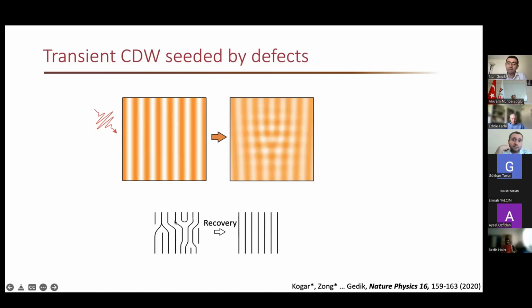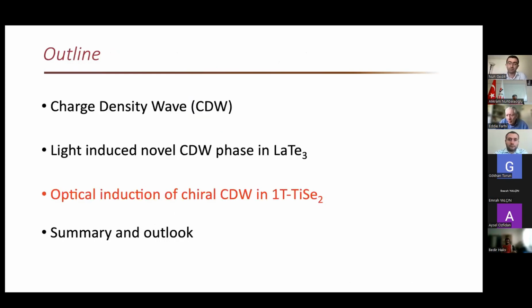And as these defects recover, if you wait long enough, they actually heal. As they heal, the sample goes back to its thermodynamic ground state, the C-axis charge density wave. So this is a very nice example, I think, of directly visualizing a phase that is induced by light that doesn't exist in thermal equilibrium.